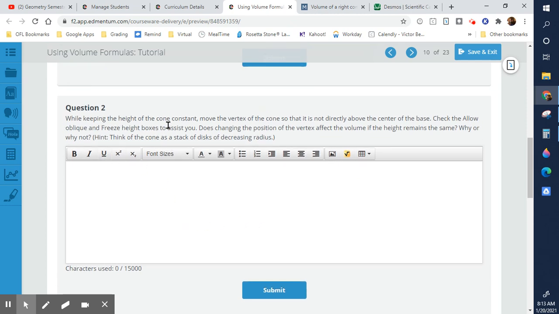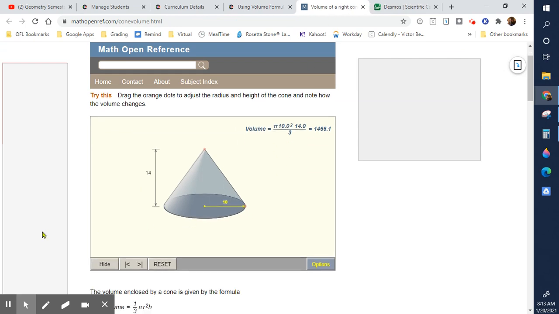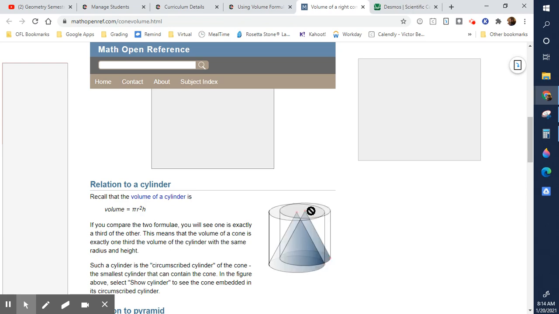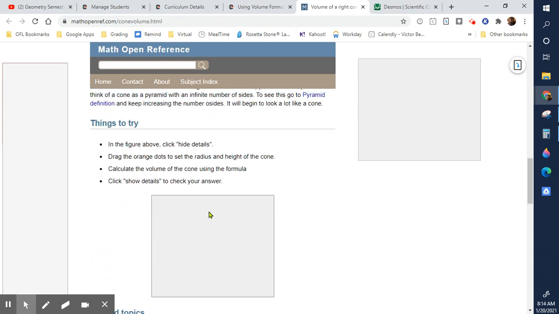While keeping the height constant, move the vertex so it's not directly above the center of the base, and check allow oblique to freeze height to assist you. Does changing the position of the vertex change the volume? What we're going to do here is move this over without changing the height itself.